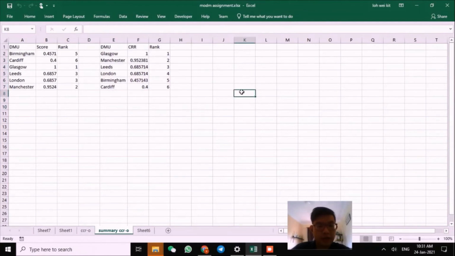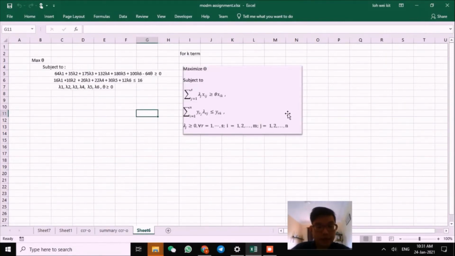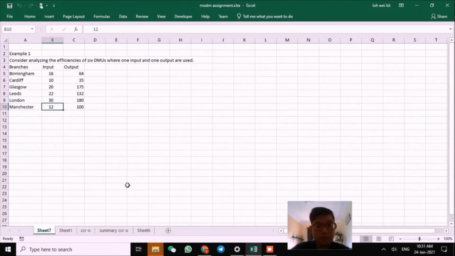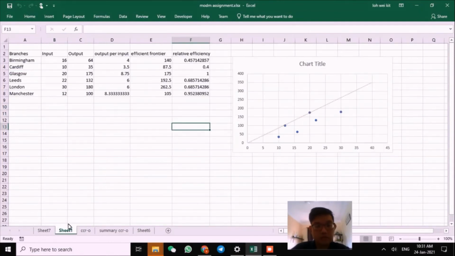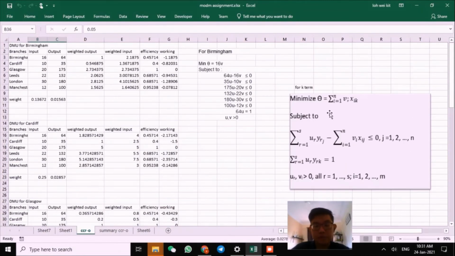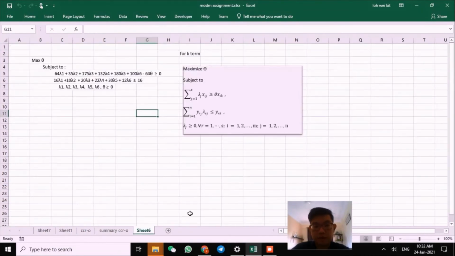Lastly, I will talk about the dual output-oriented CCR model. Here is the dual output-oriented CCR model. By applying the dual method to the primal output-oriented CCR model, we get the dual output-oriented CCR model. Here is the example after applying the dual output-oriented CCR model for the first example, which is Birmingham. We can apply this to the rest of our branches to get their dual output-oriented CCR models. That's all for my part.